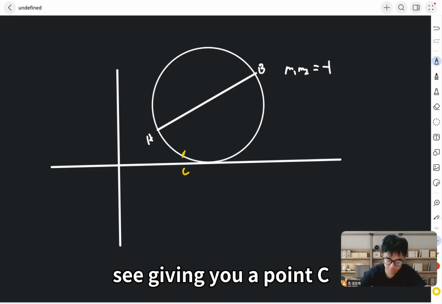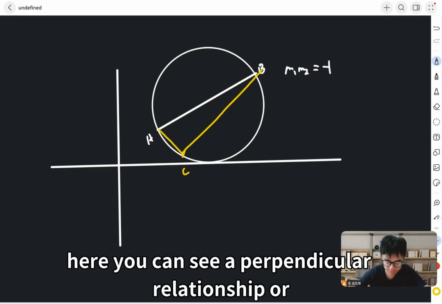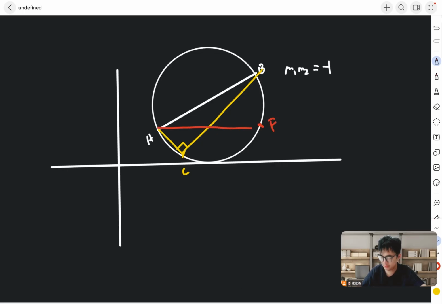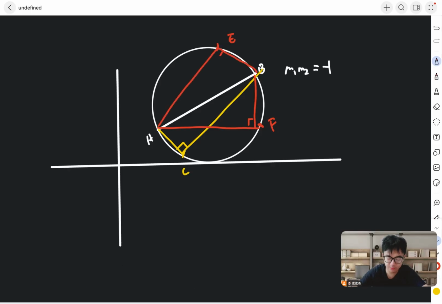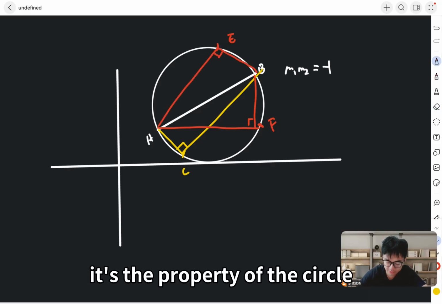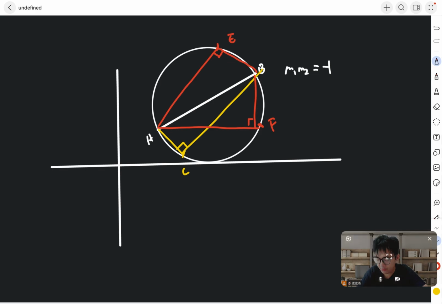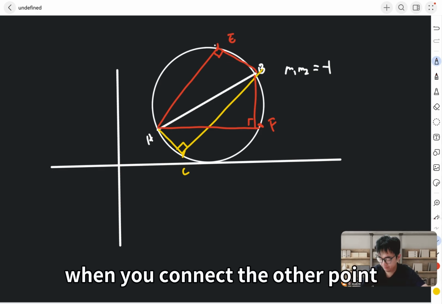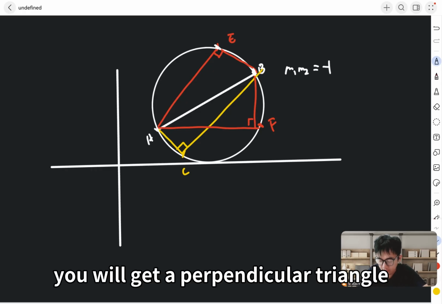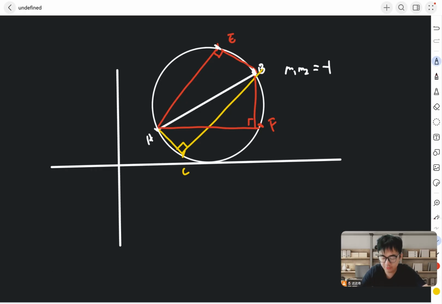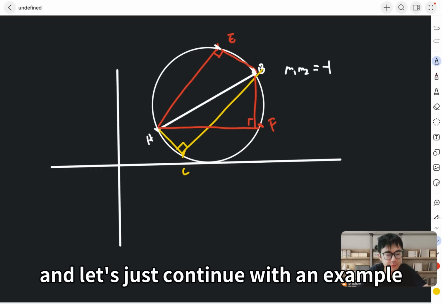Given a point C, here you can see a perpendicular relationship, or even let's say point F is also perpendicular, or even the point E is also perpendicular. It's a property of the circle. When you connect the other points on the circle with the diameter, you will get a right-angled triangle. And let's just continue with an example.